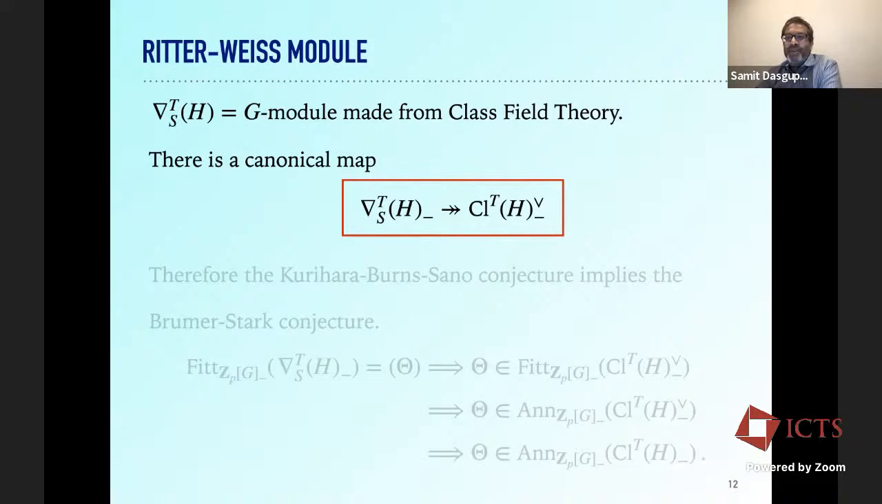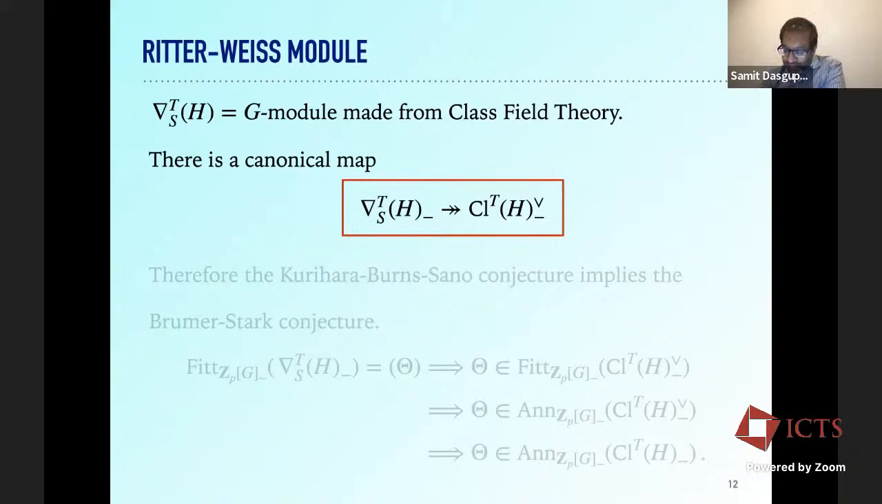This was done by Ritter and Weiss, with the smoothing, that was work of Kurihara, Burns, and Sano, and also Haitian. I had an alternate construction that was important in our work. Okay, so now for our purposes, I'm not going to define nabla. Maybe Mahesh will do that in his lectures. But one of the important properties that it has is that there's a surjective map to the dual of the class group. So that's the way in which I say it's a generalization of the class group. It's a little bit bigger, okay?